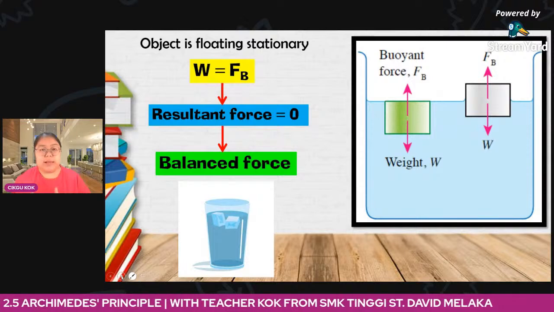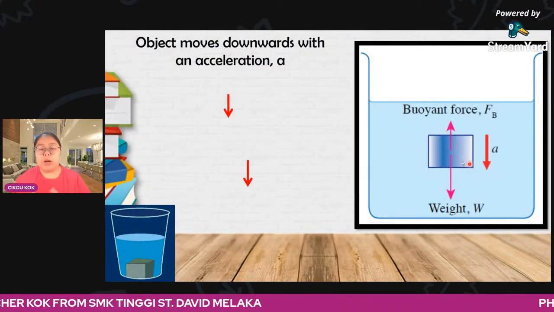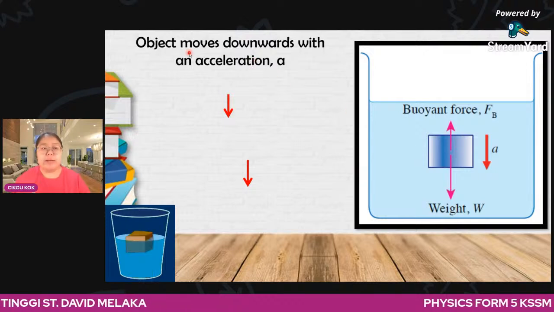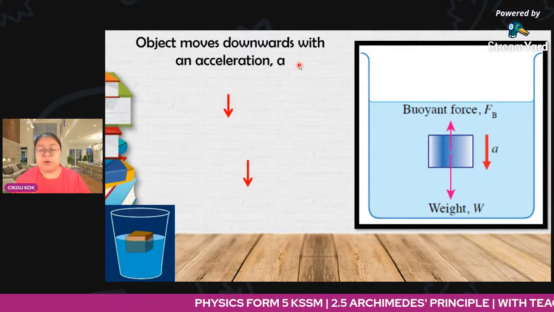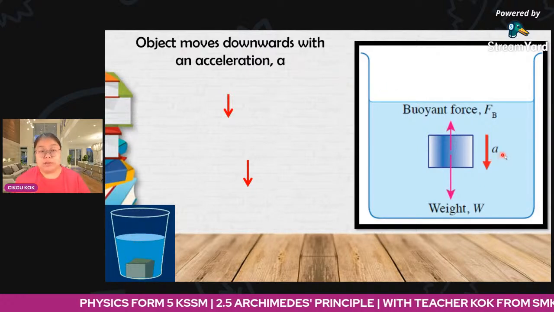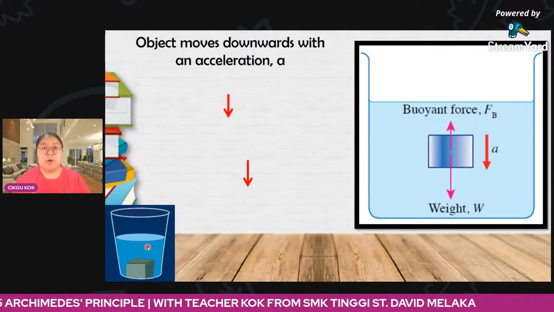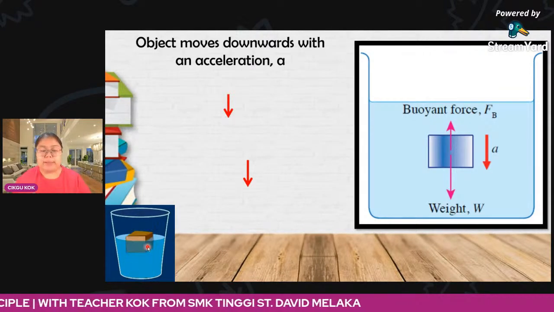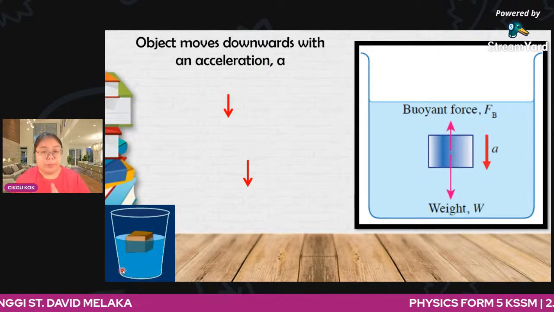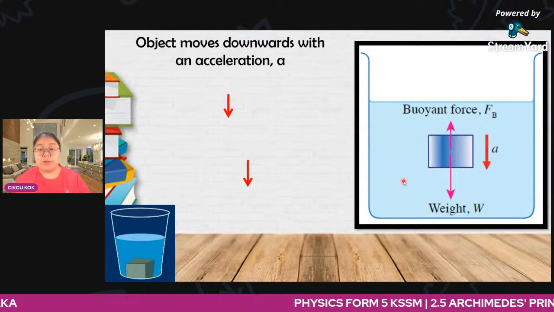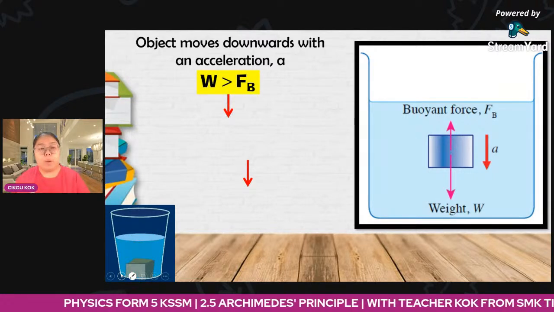Then we go to the second situation. You find that the block will go downwards. The object moves downward with an acceleration. It goes deeper and deeper with a certain acceleration, just like in this diagram, until it reaches the base. So which one should be bigger? Sure, it is the weight, because it goes downward. So we can say W is more than the buoyant force.